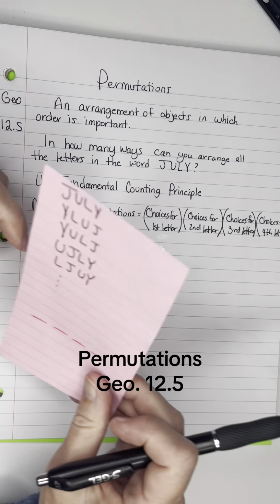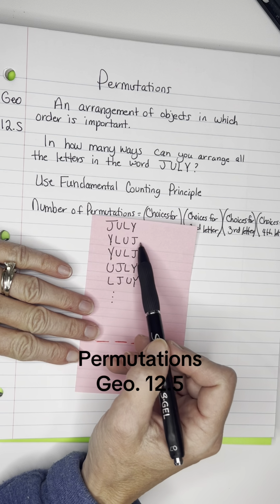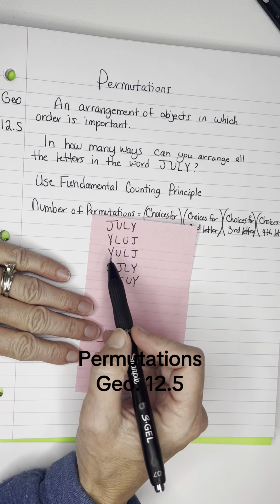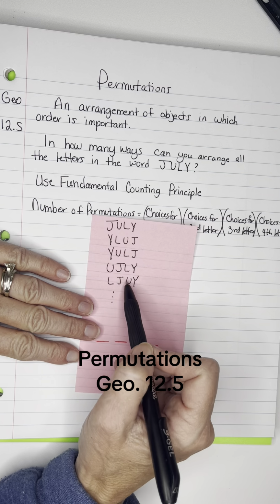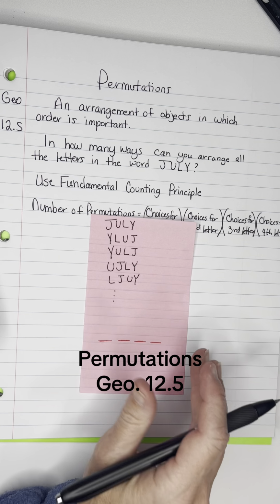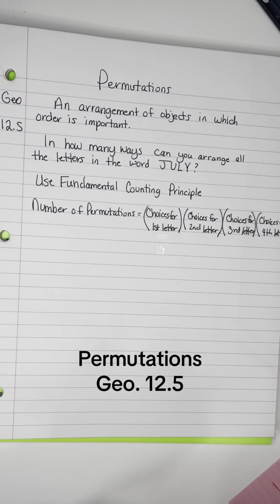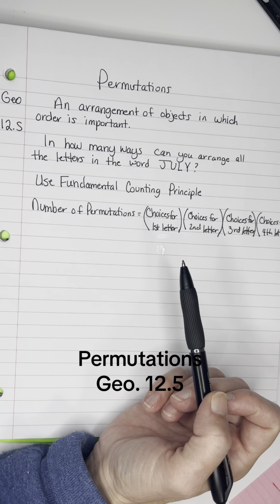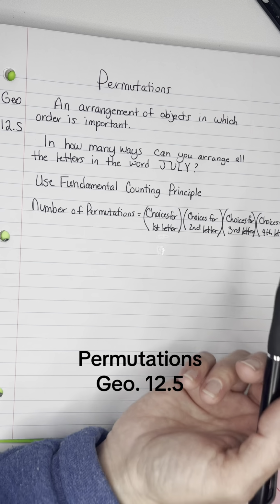So if I sat down and started making a list, I could write it like it's supposed to be, or I could write it backwards, or I could just start moving letters around, like Y-U-L-J or U-J-L-Y or L-J-U-Y. It just seems like that would be an impossible task to get them all without missing one. So here's a better way, called the fundamental counting principle. I do have an earlier video, maybe in a different subject, on doing that.